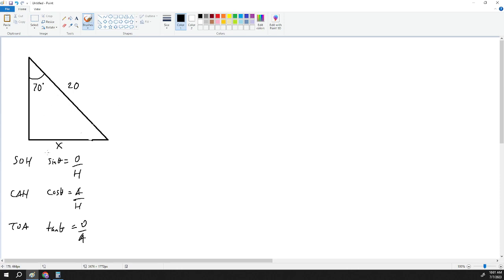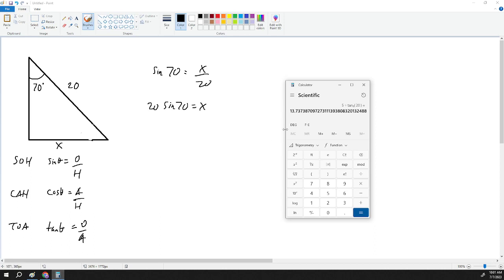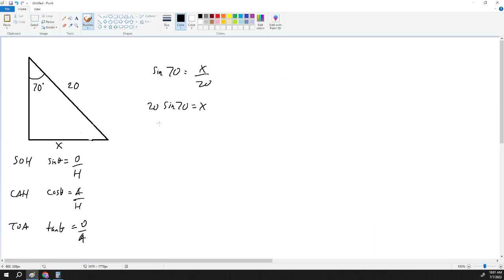Sine, because they have our opposite. That's what we're looking for. We have a hypotenuse, a 20. So sine 70 is equal to x over 20, or we use the opposite over hypotenuse. We leave x on one side, so we multiply both sides by 20. So, 20 times sine of 70, we are left with 18.79.